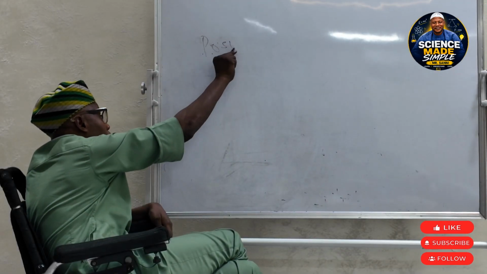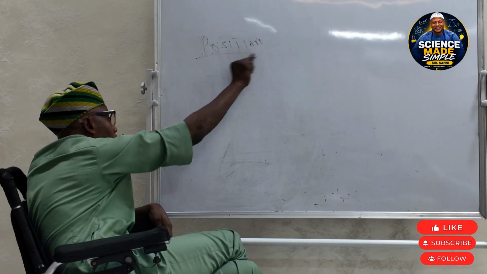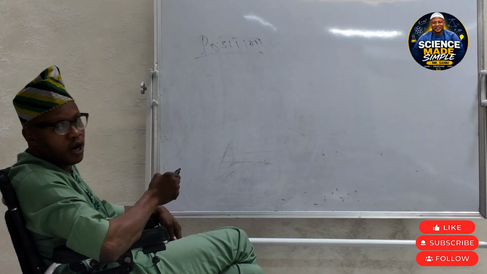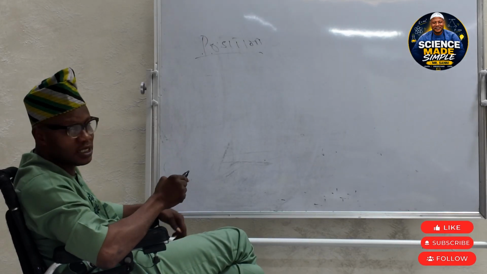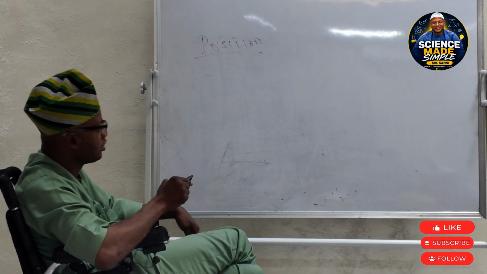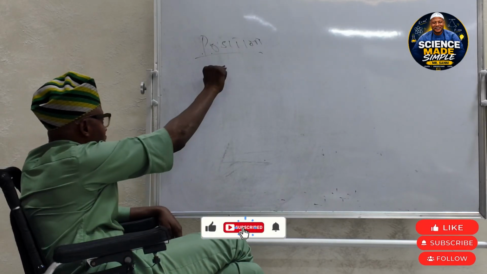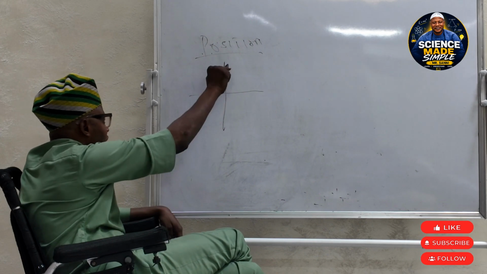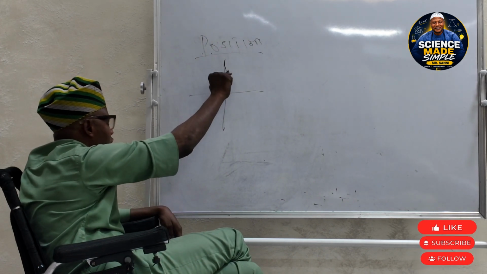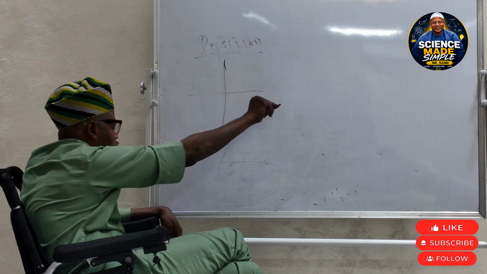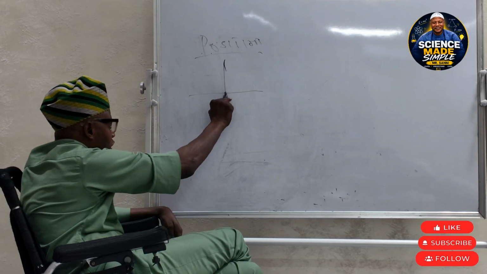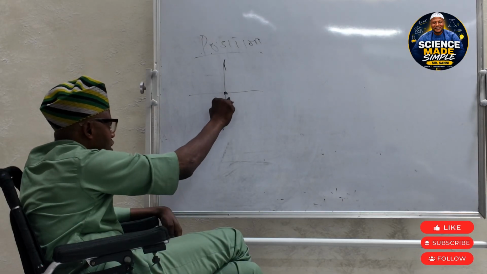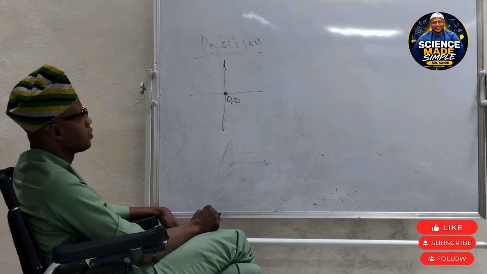Position. Position is the location of an object in space. That is, how do we locate an object in space? In order to locate an object in space, we have to draw reference lines. For instance, in our graph, this one is the vertical line, the horizontal line. This meeting point is the origin. That is, we have 0, 0.